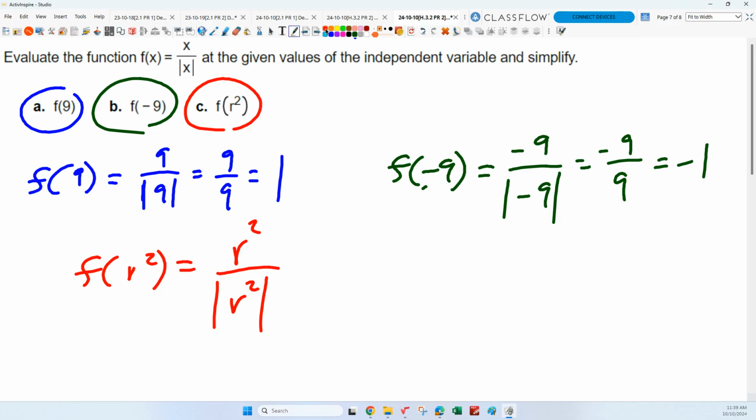What can you tell me? What is the value if I plug any real number in other than 0? Because I can't plug 0 in. That'd give me 0 on the bottom, which I can't do, right? If I plug in any non-zero real number into r squared, what can you tell me about the output of r squared? It's always positive, right? If I square a negative or I square a positive, I always get a positive outcome. So the absolute value of r squared is guaranteed to just be r squared, because r squared is already positive. Everybody see that?